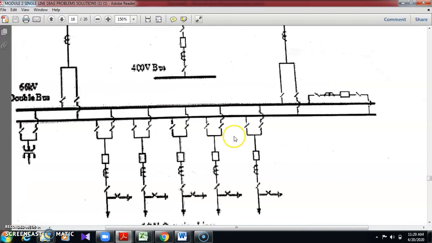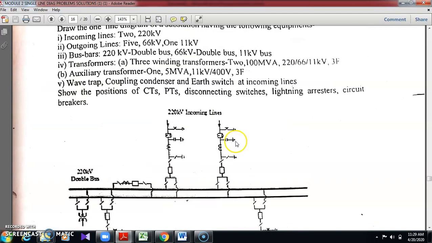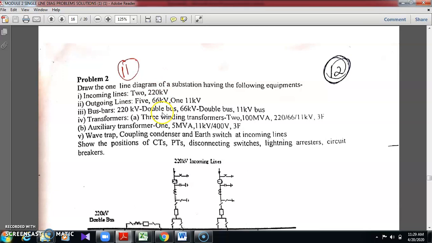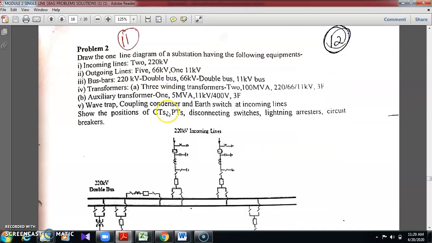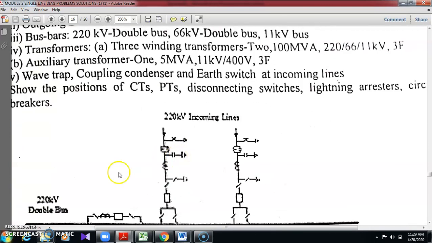So that's what you have to do here, my dear friends. Go through the problem, systematically analyze, draw a rough sketch, how many incoming, how many outgoing, whether it is a 3 winding or a 2 winding transformer, check it, and systematically you have to draw. Okay? Getting? Thank you.